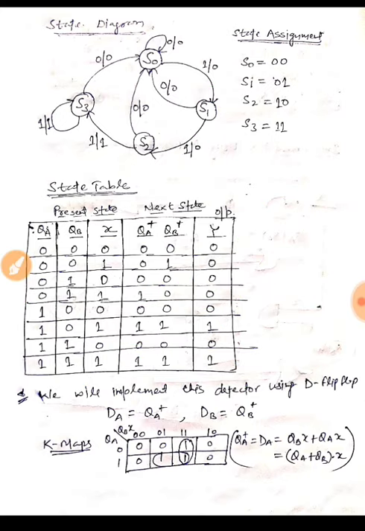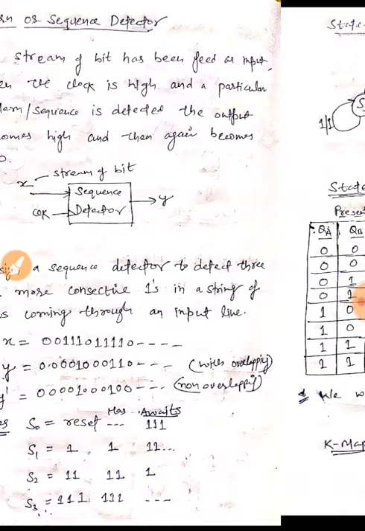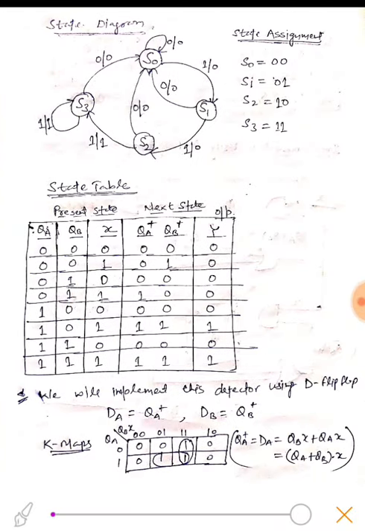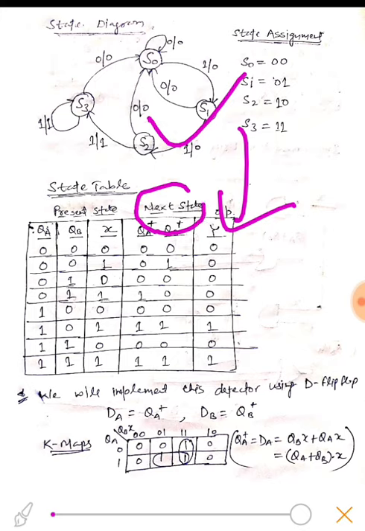So first we design the state diagram and then convert it into a truth table representing the next state logic and the output logic. The next state depends on the present state and the input, and the output also depends on the input and present state, as it is the Mealy model.